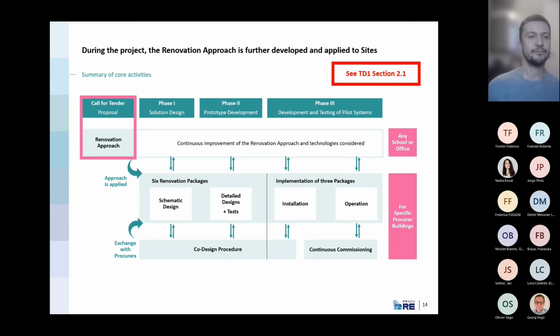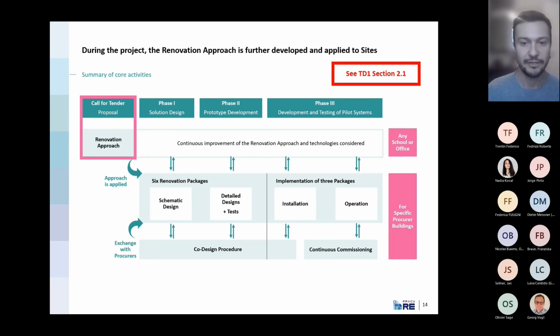So I'm going to talk a little bit about the expected outcome, which is already described in detail in TD1, the request for tender document, in section 2.1. So you may have already been familiar with this, but I'm just going to go through it a little bit. So we currently have the call for tender, where you send in your proposals for the renovation approach. This renovation approach is going to live throughout the project. It is not only a one-stage thing, but it will be used throughout the whole lifetime of the project, should you receive the chance to actually deliver in the other phases.